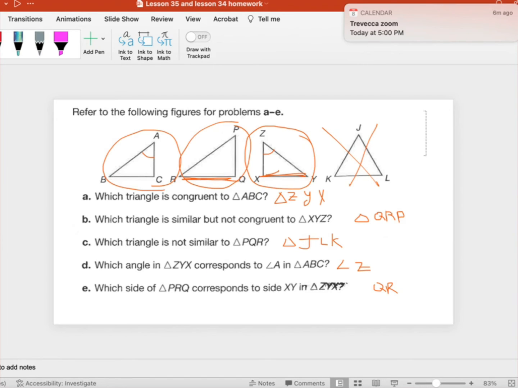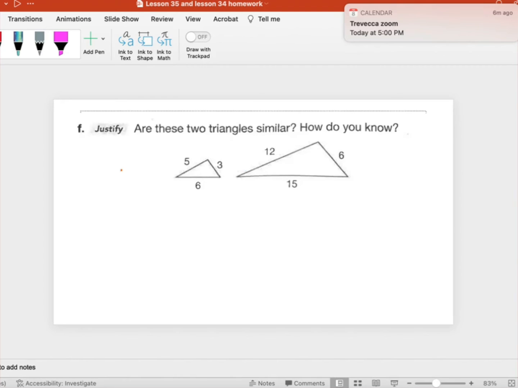All right, so let's see how we did here. And then the last one, F. Oh, they didn't give us the answers to those. That's okay. Are these two triangles similar? How do you know? All right, so here we don't have any angle measures. They look similar, but let's say 5 is to 6 as 12 is to 15.